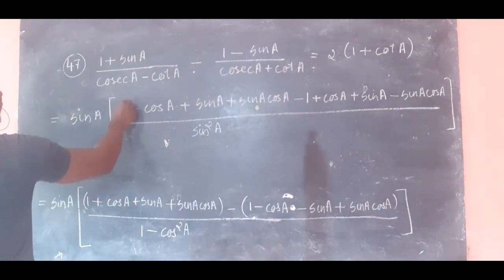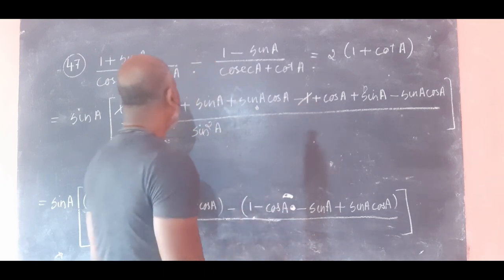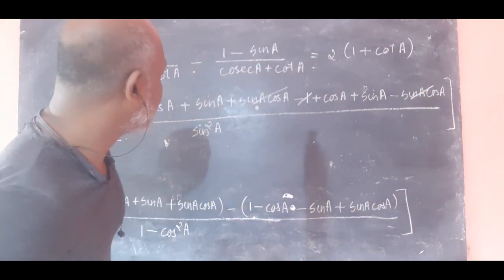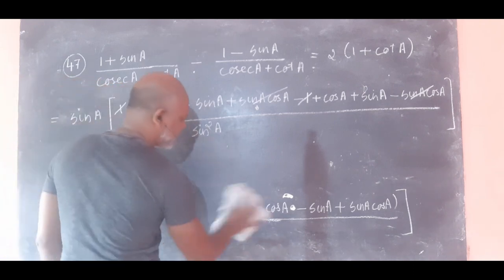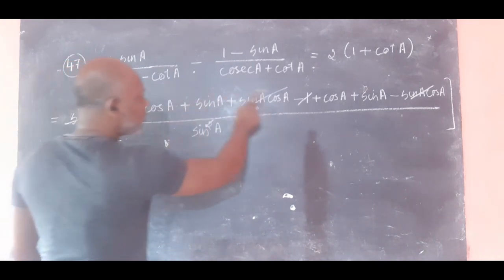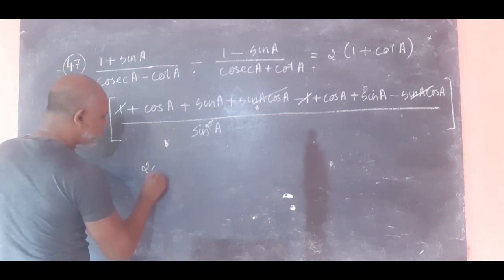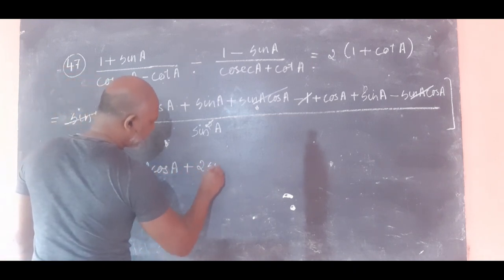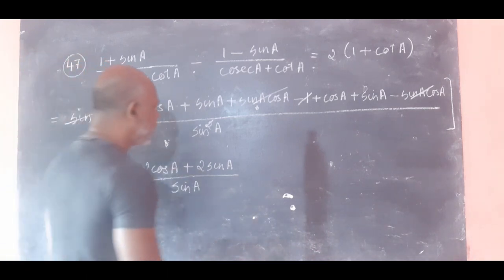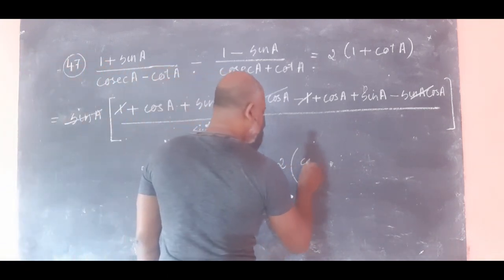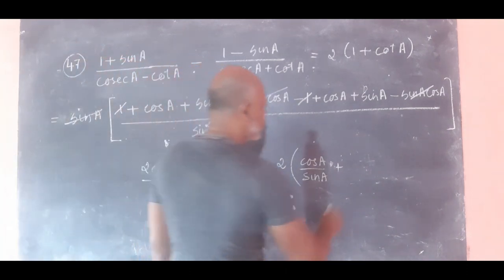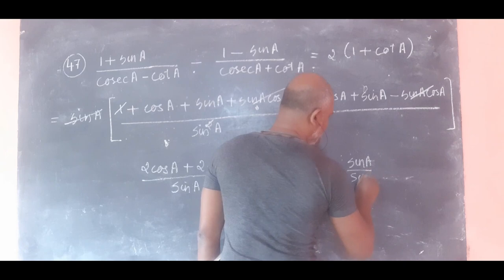So from here we can cut off plus 1 and minus 1, and then we can also cut off sin a cos a plus sin a cos a minus. We will also cut off sin a here and from here. So now we have 2 cos a and 2 sin a. So we can write 2 cos a plus 2 sin a divided by sin a. I can take out the common, and I can write 2, then we have cos a by sin a plus sin a by sin a.